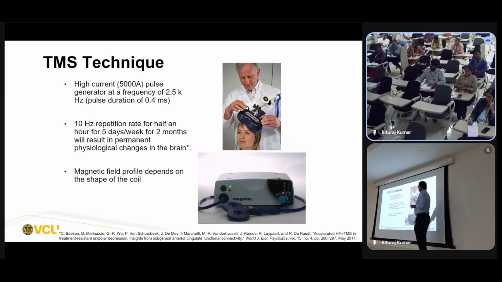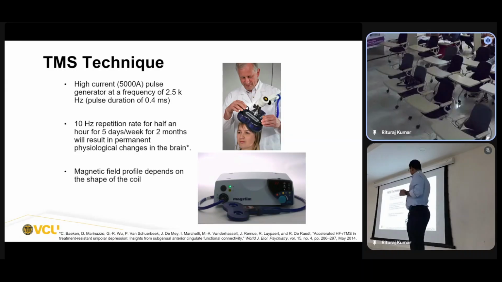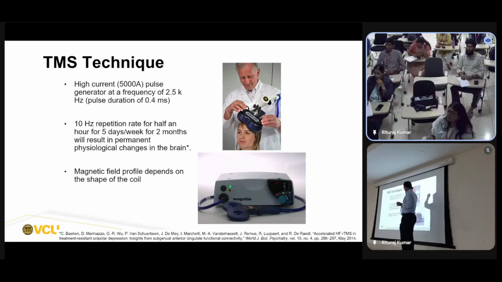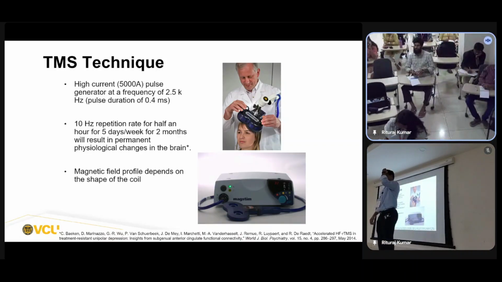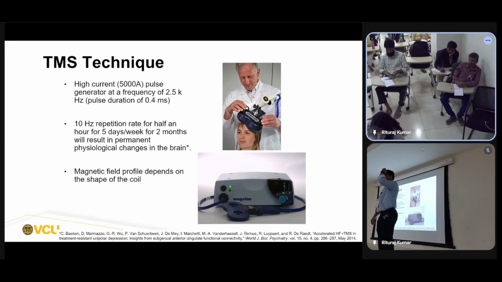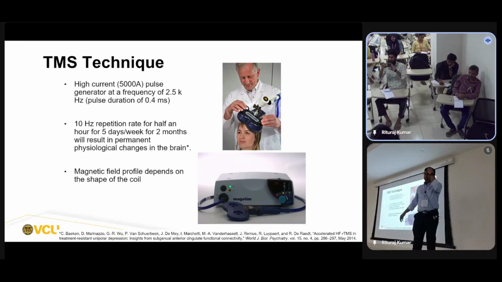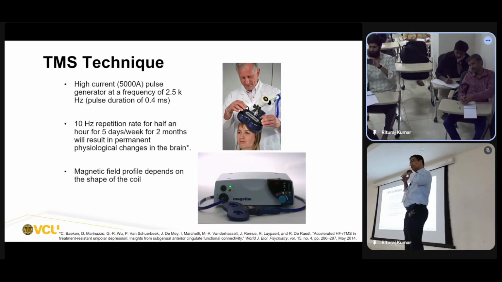So it's an FDA approved technique. It's quite widely used. It's used for depression. If you do it for 45 minutes, 5 days a week, for 2 months on the left dorsolateral prefrontal cortex, basically a emotion part of the brain, then you introduce permanent changes in that part of the brain. So the neurons, if they were firing at a lower rate before, now they come back to a healthy firing rate.